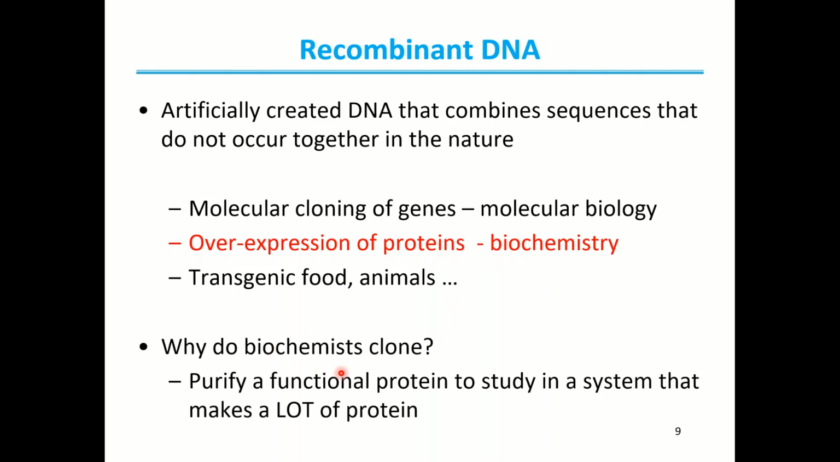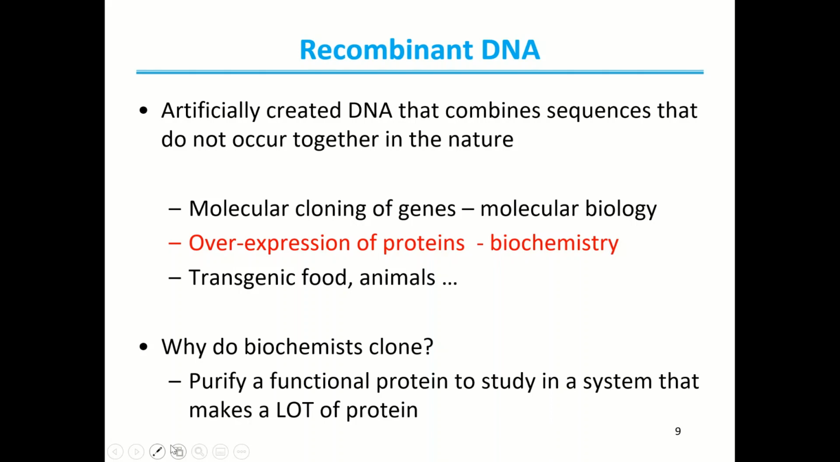So why do biochemists clone? This is a biochemistry class. Typically biochemists clone because they want to purify a functional protein to study in a system that makes a lot of the protein. If you want to study, let's say, hemoglobin, it's much easier to get enough of your protein to study if you put the gene for hemoglobin into a vector, into a bacteria cell, and then grow up cultures of those cells and have them make lots and lots of protein.